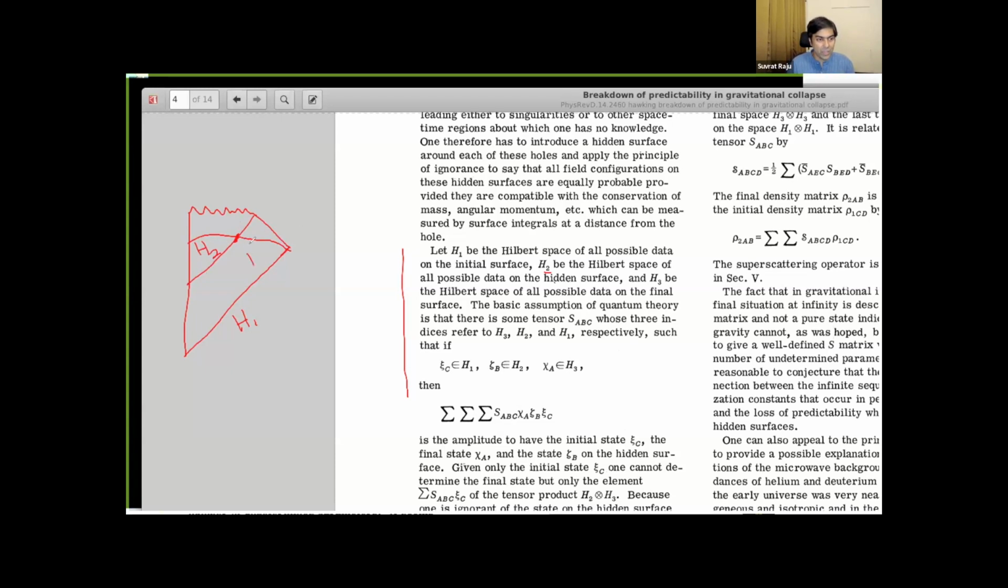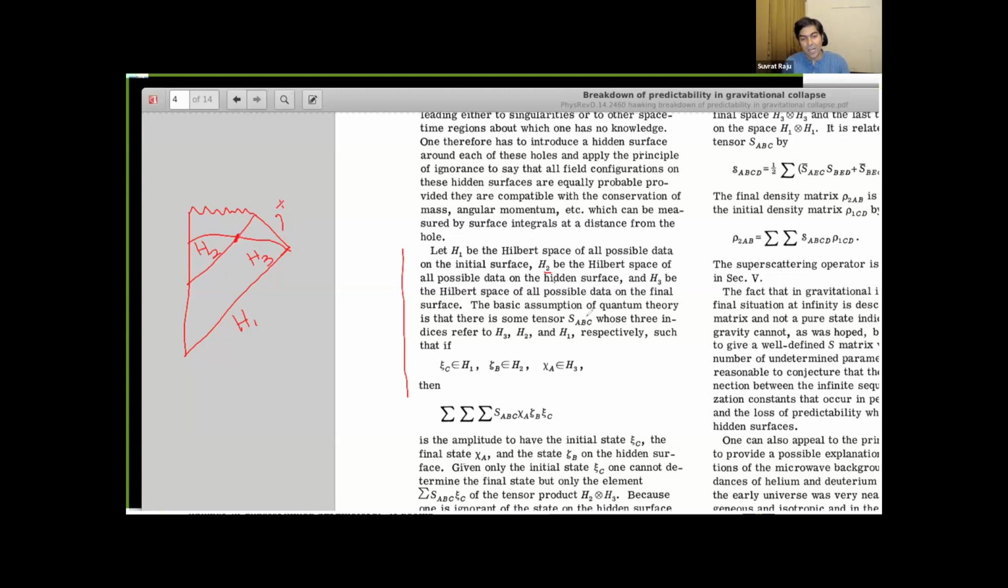And H3 is the data outside the horizon. Why is this also the final surface? Because if you look at the causal structure of space-time, this is the data that propagates out to Scri plus. Is this clear, what he's saying? H1 is the data on the initial surface, which is this. H2 is the data here, H3 is the data here.